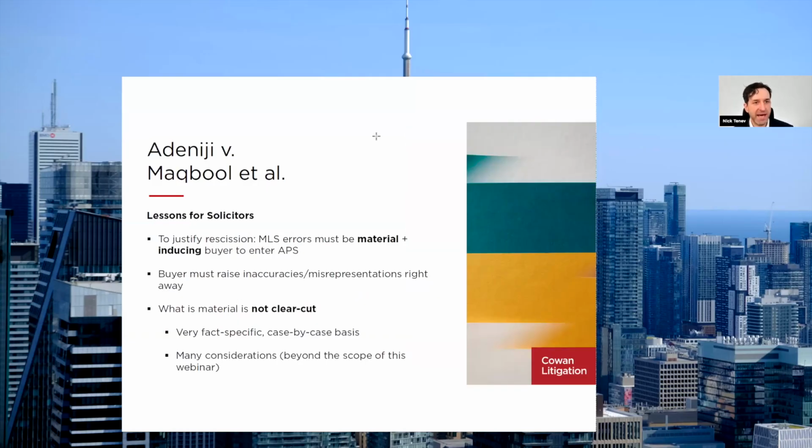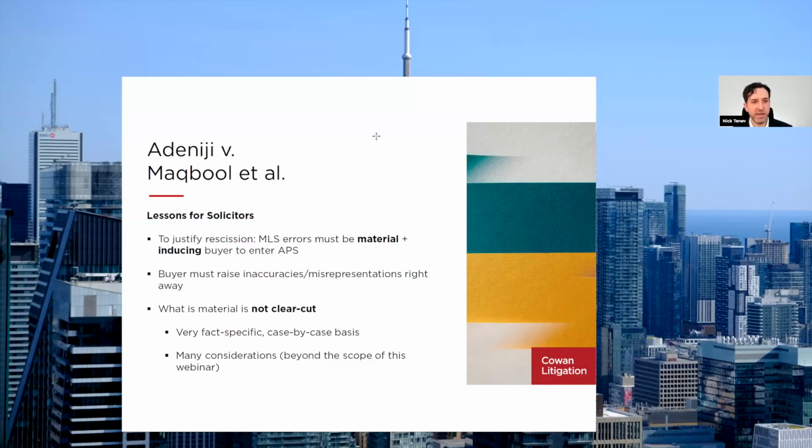So the lesson for solicitors is that misrepresentations must be material plus induce the buyer to enter into the APS in order to justify rescission. And buyers must raise these inaccuracies or misrepresentations right away. You can't sit around. If you raise them faster, it looks better. And what is material in terms of a misrepresentation is not always clear cut. These are very fact-specific things, and judges decide them on a case-by-case basis. And they also take in many considerations, and we obviously cannot come up with an exhaustive list. That's beyond the scope of this webinar, and it's maybe impossible to come up with an exhaustive list, but we saw things like whether the buyers are experienced and things like that.